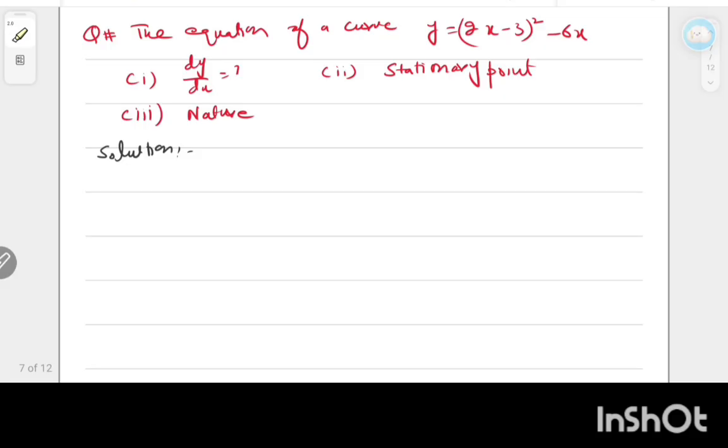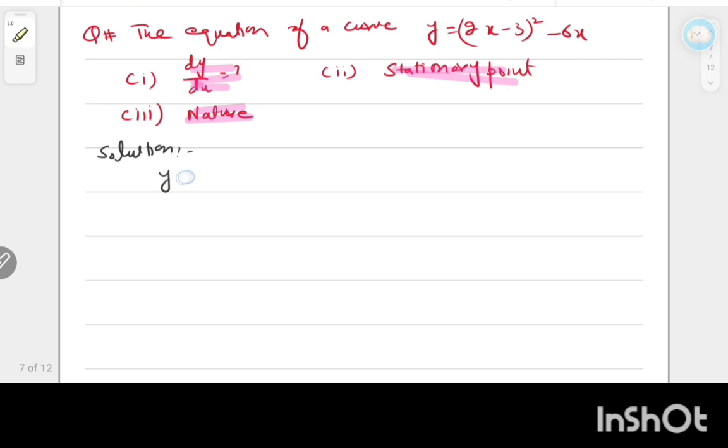Okay dear friends, the next question is: we have the equation of the curve y equal to (2x minus 3) squared minus 6x. First of all, we have to find dy by dx. Second, we have to find the stationary point. Third, we have to discuss the nature. Okay, now we have to start.